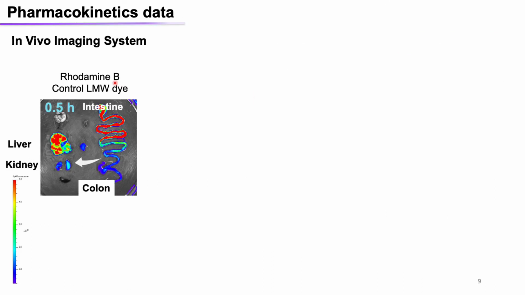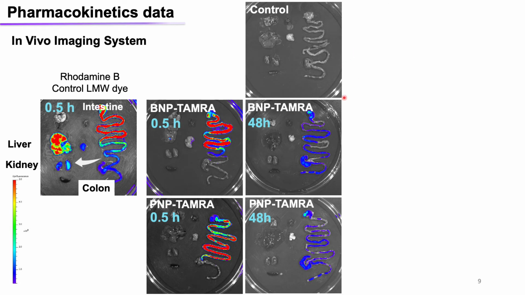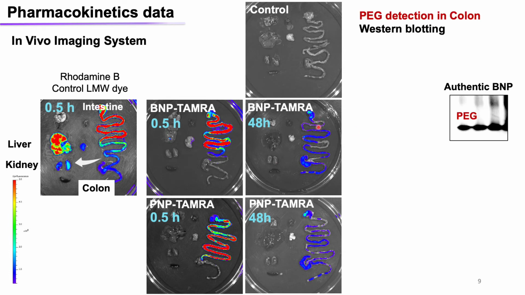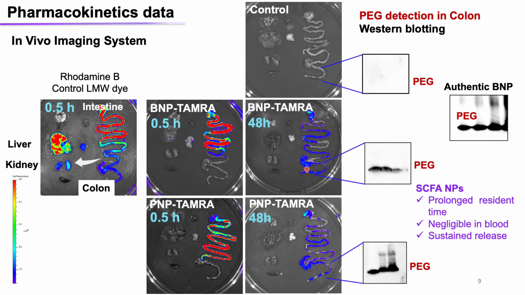Low molecular weight dye rhodamine B, when administered orally, was majorly found in the intestine, but within 30 minutes it entered the bloodstream as found in liver and kidney. Our nanoparticles, butyric acid nanoparticle and propionic acid nanoparticle, were found in the intestine for at least 2 days and did not enter the systemic circulation. We confirmed that this signal is from the polymer, so we detected that using Western blotting, detection of polyethylene glycol. And as you can see here, control has no signal, but both BNP and PNP show the signal at 48 hours, confirming that our nanoparticle was present in the intestine for at least 2 days.